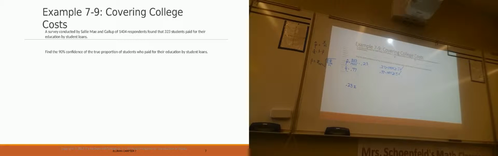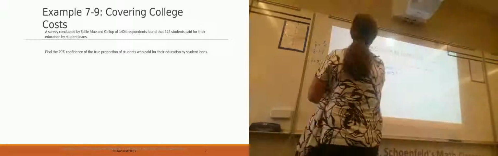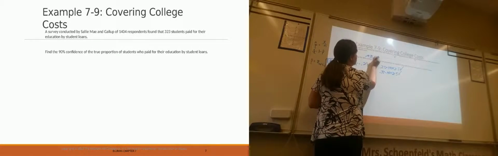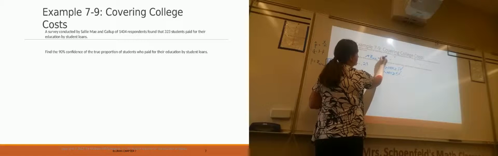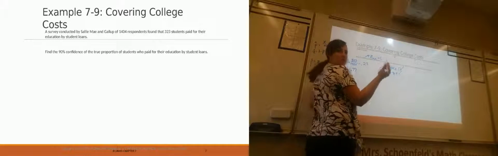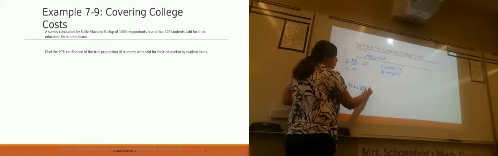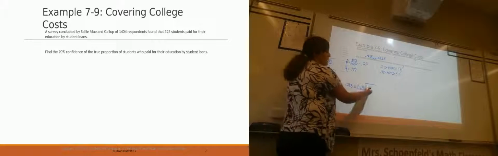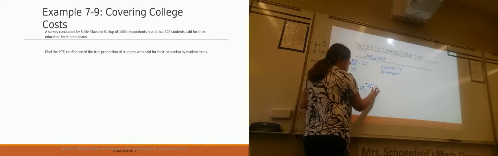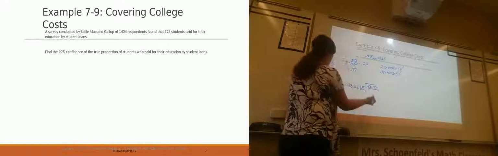90% is 1.65. So 90% means our Z-score is equal to 1.65. Okay, so I'm plugging in that 1.65 right here. So I have 1.65 times the square root of p hat, which was 0.23, times 0.77, all over n. N is 1404.